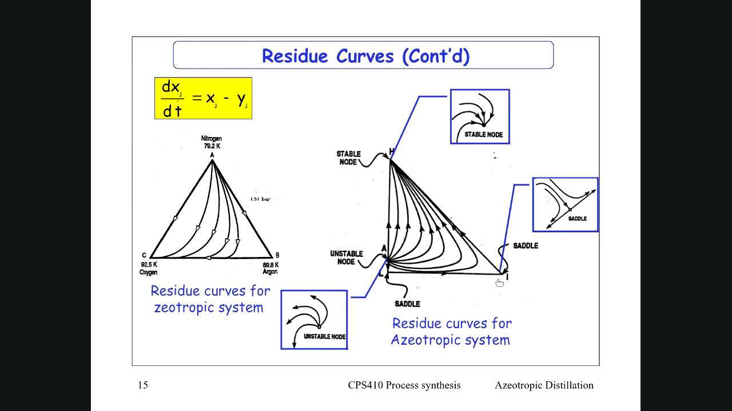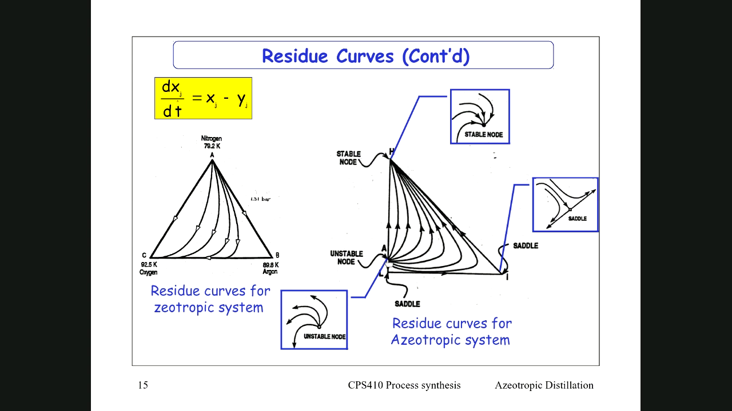All right, so again, here is the saddle shown, where you don't have any residue curves actually touch. They will never actually go and converge on a saddle. Stable node. This one is the least volatile. H is the least volatile in this case, and that's a stable node. All of the arrows are going towards it.